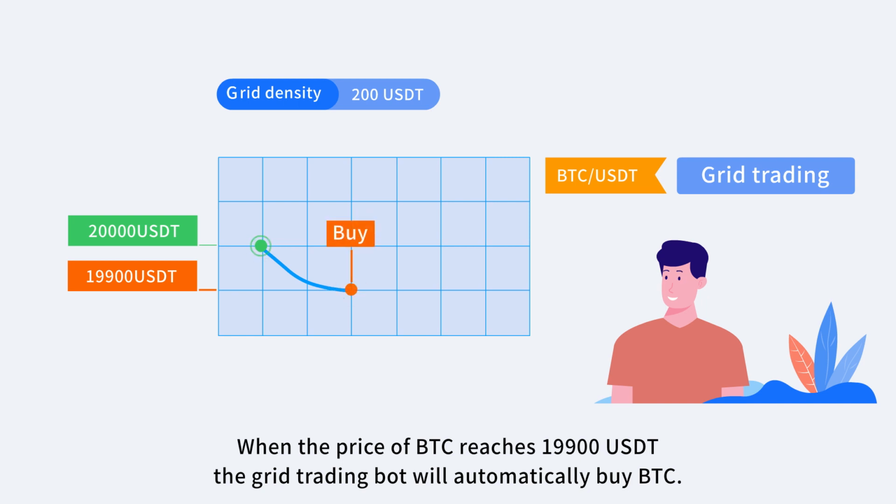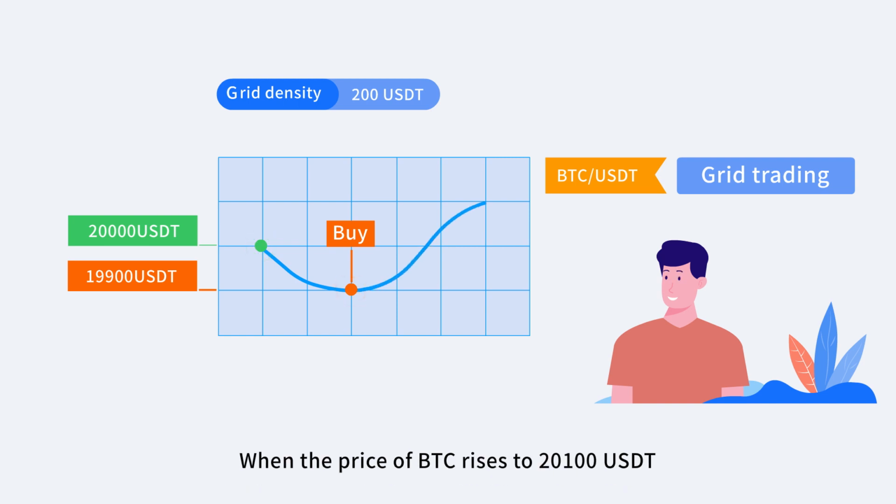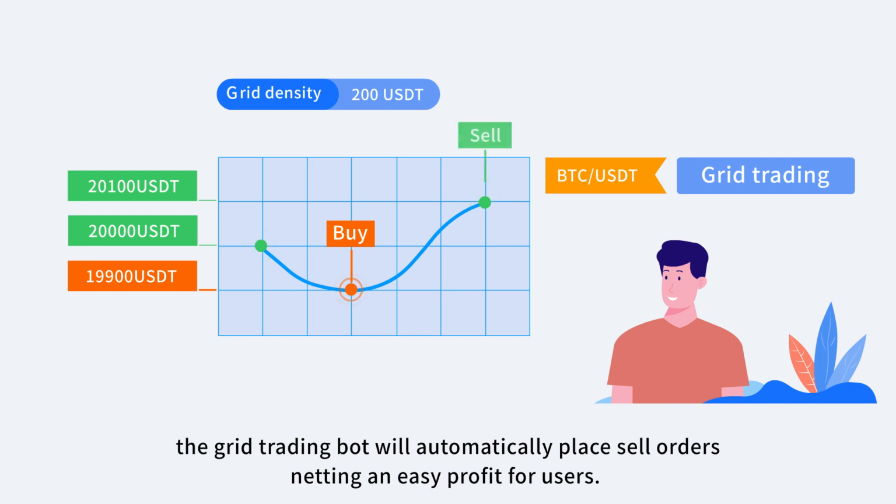When the price of BTC reaches $19,900, the grid trading bot will automatically buy BTC. When the price of BTC rises to $20,100, the grid trading bot will automatically place sell orders, netting an easy profit for users.